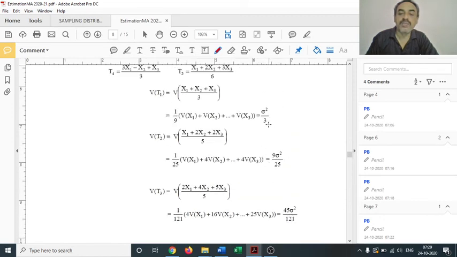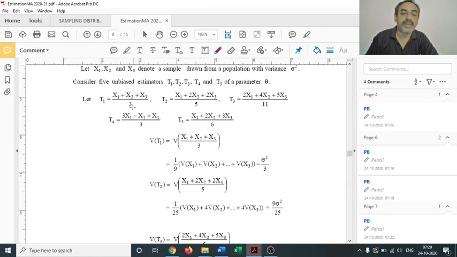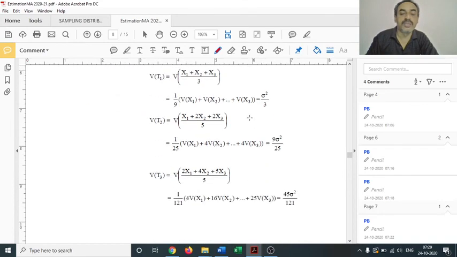Then the smallest variance corresponds to the estimator T1. Note that T1, (x1 plus x2 plus x3) by 3, is actually an estimator proposed to estimate theta, and it is the sample mean, a default built-in function. So since the sample mean is the estimator having least variance, we say that among these 5 estimators, the sample mean is the most efficient estimator.